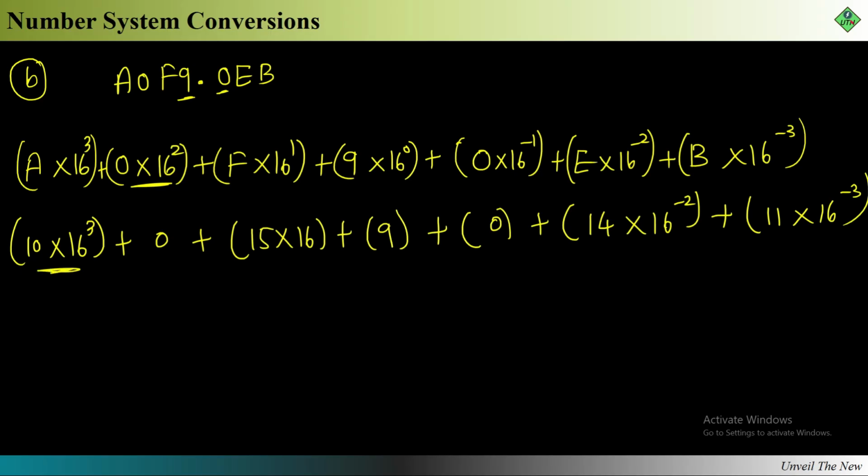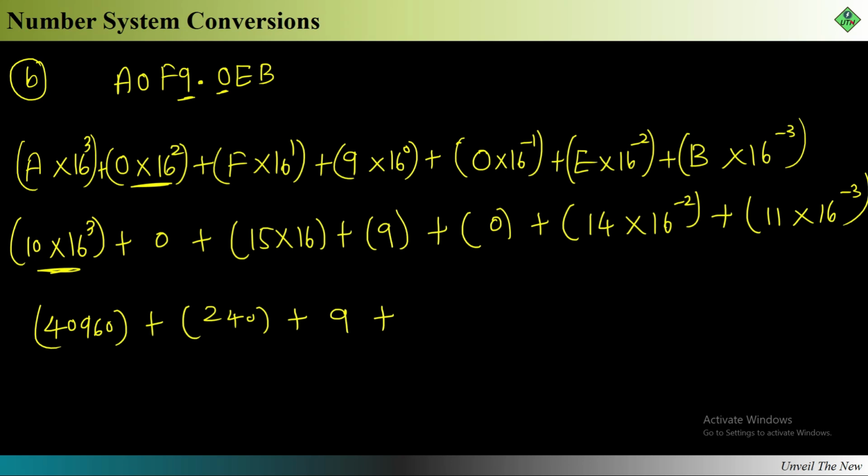Right, so first of all let's do this. 16 into 16 into 16, that means 16 cube into 10. Right, this is your 40,960. Then we have 15 into 16, that will be 240 plus 9.